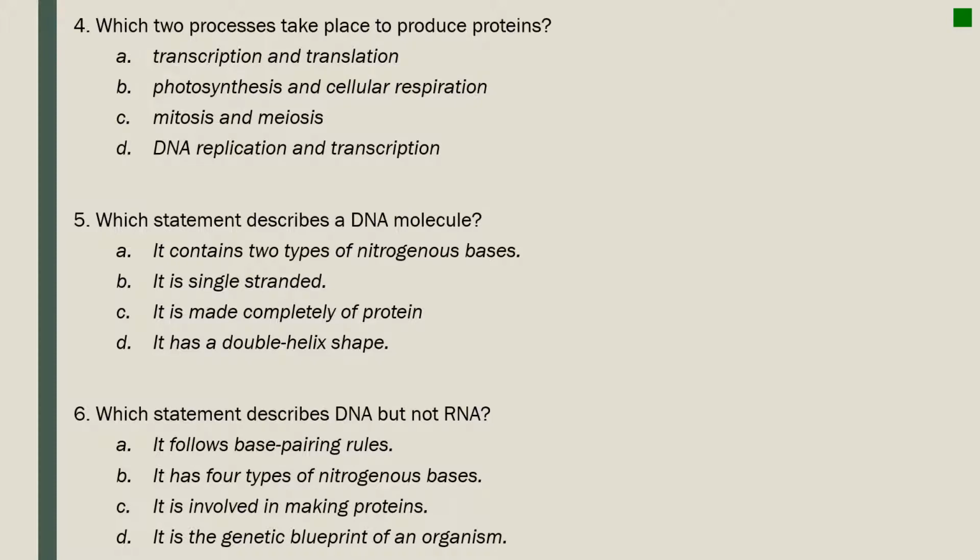4. Which two processes take place to produce proteins? A. Transcription and translation. B. Photosynthesis and cellular respiration. C. Mitosis and meiosis. D. DNA replication and transcription.